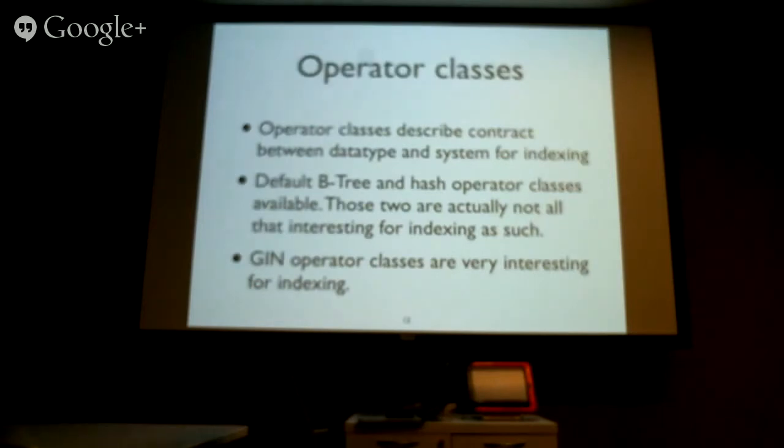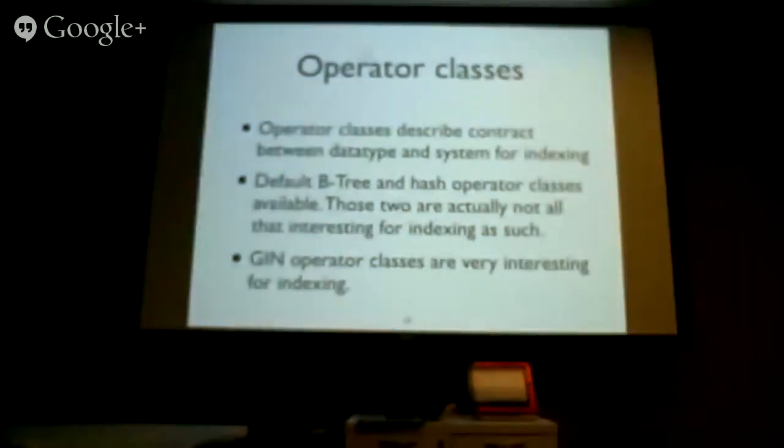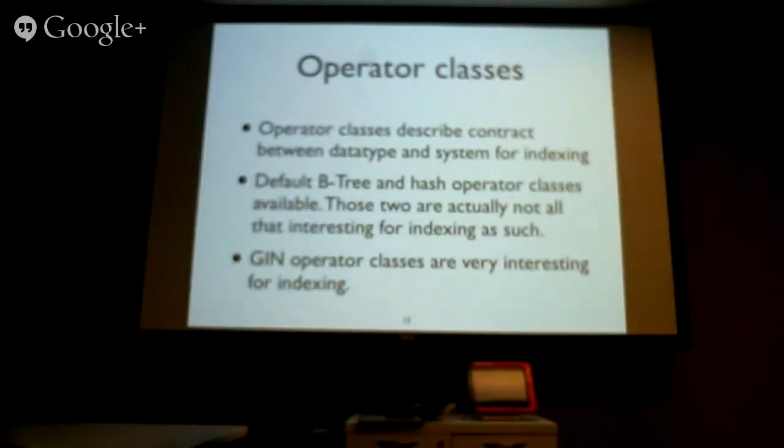So anyway, what are operator classes? They describe a contract between the data type and the system for indexing. We do have the basically default B tree and hash operator classes. These are not that interesting for the purposes of indexing, but because these various AMs have hard-coded significance and system dependencies on them, you might say the B tree operator class in general represents how we want to sort. What's the name? Access method. An access method is a general scheme for indexing. I've already mentioned GIN and B tree as examples of an AM.